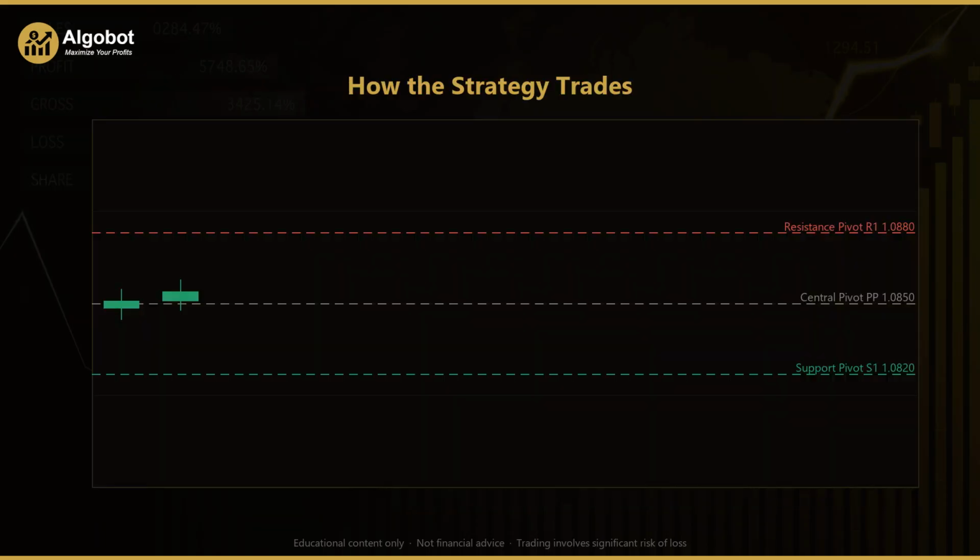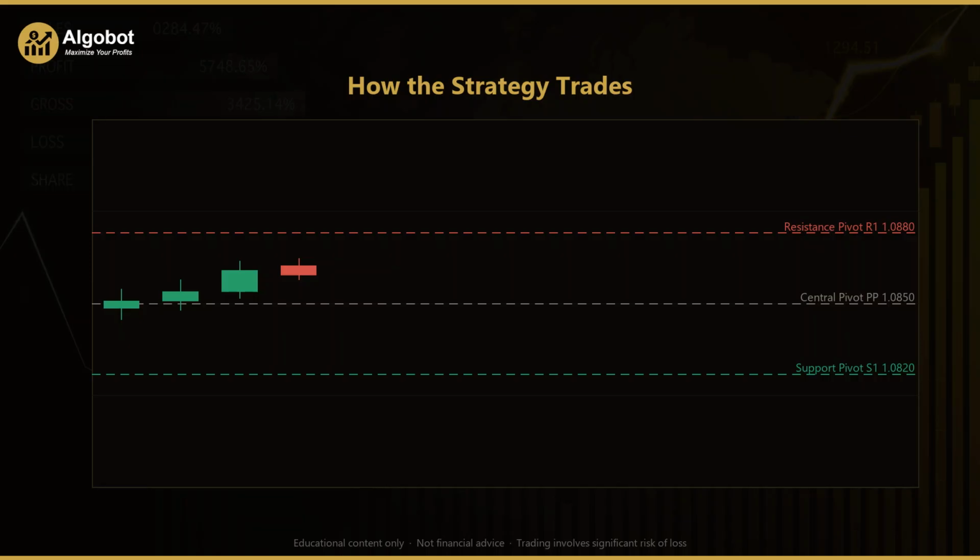Now let's bring it to life on the chart. On screen you can see 3 dashed horizontal lines. These are the floor pivots the strategy calculates. The upper red line is the resistance pivot, R1, at 1.0880. The middle gray line is the central pivot, PP, at 1.0850. And the lower green line is the support pivot, S1, at 1.0820. Watch how price interacts with these levels.